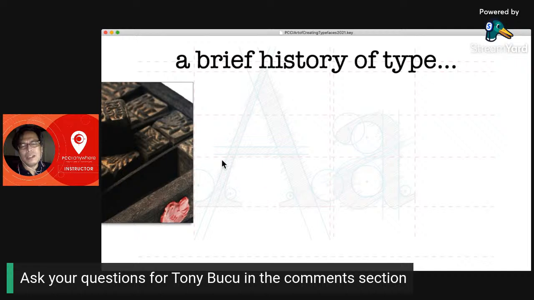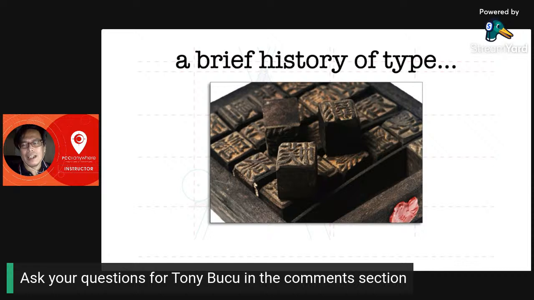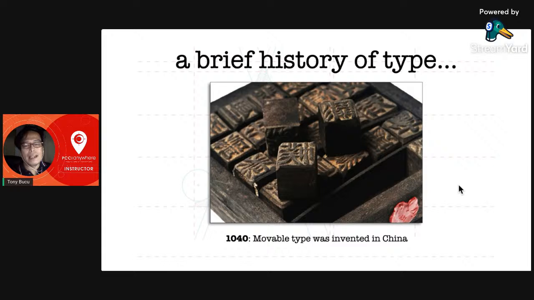Okay, what does this look like? Sagutin na lang ninyo din sa chat. Okay. In 1040, the movable type was invented in China. This is actually blocks of wood that have carvings of Chinese characters, and then they arrange it in a simple block or box. They put ink on it, and then they put on the paper to transfer the ink, and therefore this is basically printing.